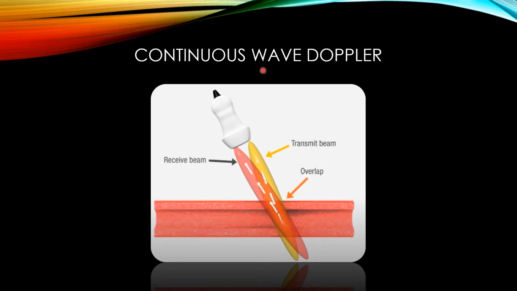Continuous wave Doppler is primarily used in cardiac ultrasound, where sound waves are sent and received continuously, allowing us to determine the speed at which blood flows more accurately. The transducer is designed to simultaneously emit and receive reflected sound waves.